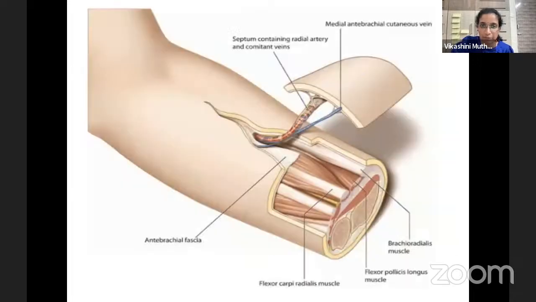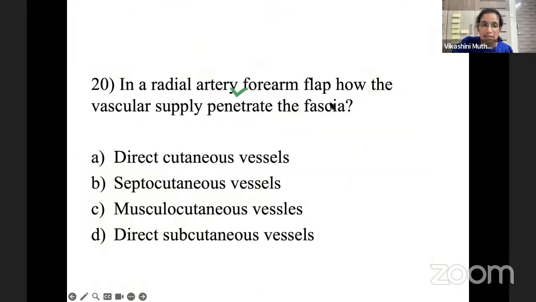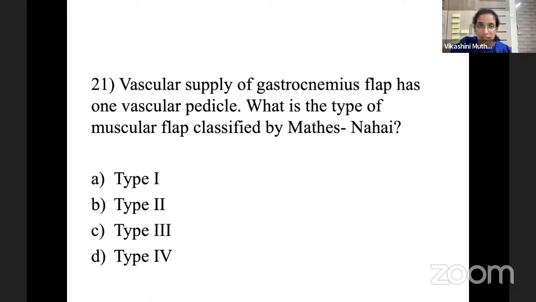So we have a picture showing the radial artery. So this is the septum that contains the radial artery and also some concomitant veins that run through the septum and reach the skin to supply this part of the skin. Got it? So the radial artery forearm flap is a septocutaneous vessel. Very simple. Basically, you have to know this classification. That's it. Again, one more classification from plastic surgery.